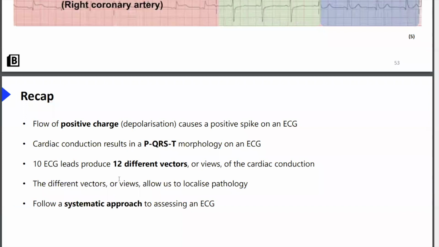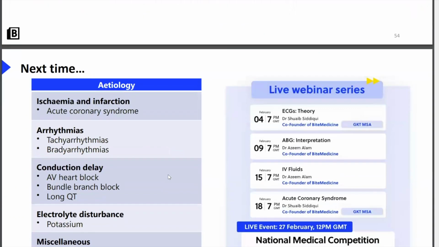Okay, recap. Final 2 slides. Flow of positive charge causes positive spike on an ECG. PQRST morphology, know it inside out. 10 ECG leads produce 12 vectors. These are 12 different views through the heart, and that's why each lead looks a bit different. The different vectors of views allow us to localize pathology. Follow my 10 golden steps to interpreting an ECG, and you will do well in life.